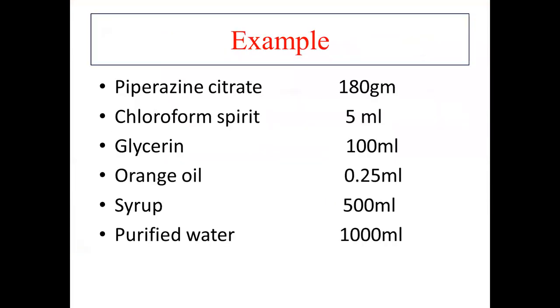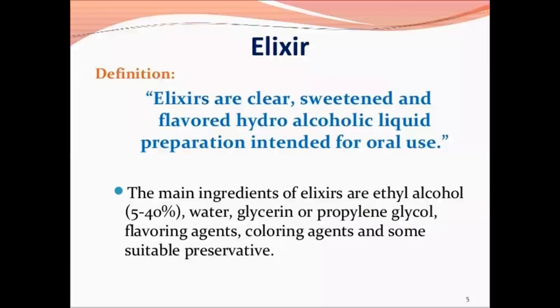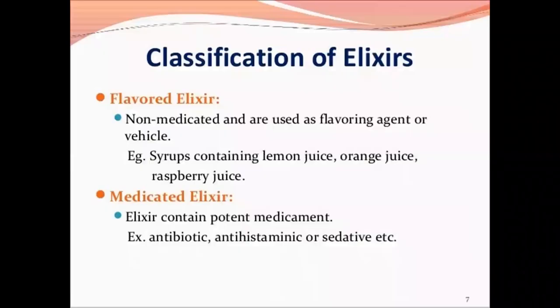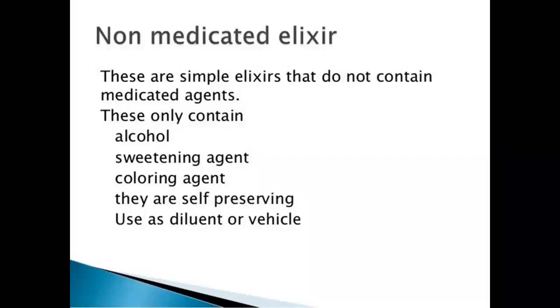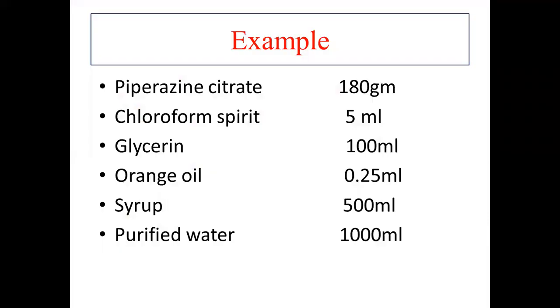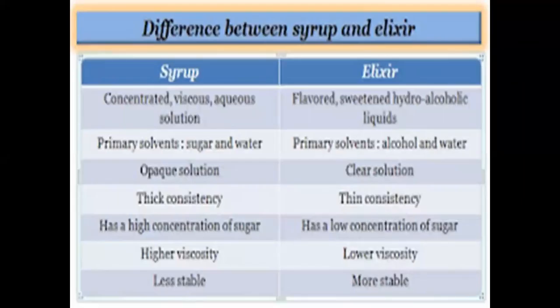So in today's lecture we covered the elixir chapter as a liquid dosage form, a monophasic liquid formulation, in which we first discussed the definition, then advantages, disadvantages, classification of elixir: dry, medicated, non-medicated, flavored, then their formulation, vehicles and some additives added in the formulation. Then there was one example of how it is prepared, storage condition, and the last point is quality control tests. After completing both chapters, syrup and elixir, their difference is also important. Write down the difference between syrup and elixir. So here we complete the elixir chapter. Any doubt?